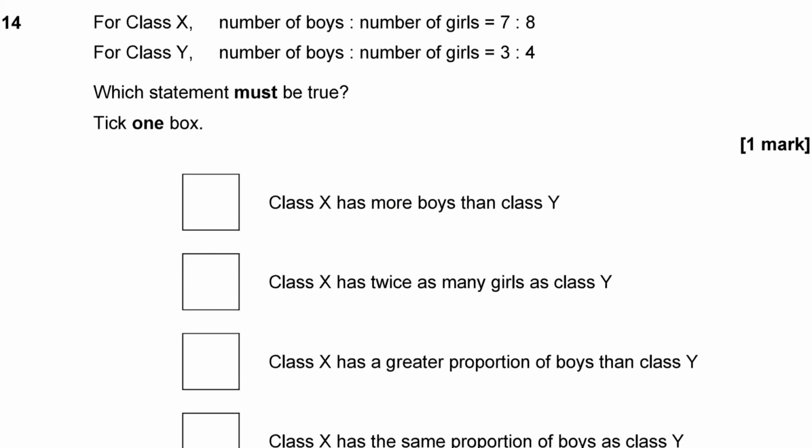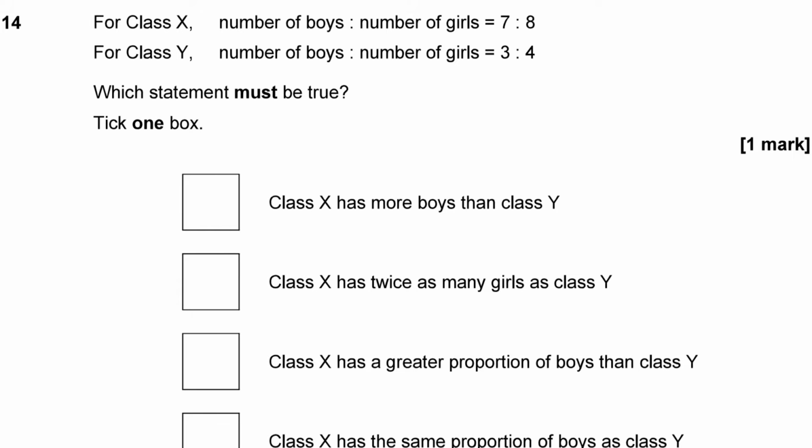Question 14. For class X, the ratio of the number of boys to the number of girls is 7 to 8. And for class Y, the ratio of the number of boys to the number of girls is 3 to 4. Which statement must be true? Class X has more boys than Y. Class X has twice as many girls as class Y. Class X has greater proportion of boys than class Y. Class X has the same proportion of boys as class Y.